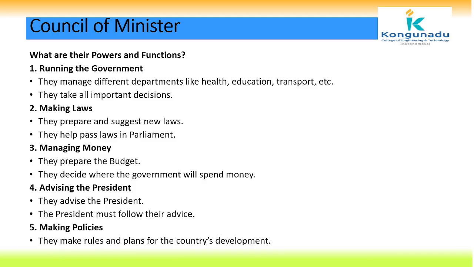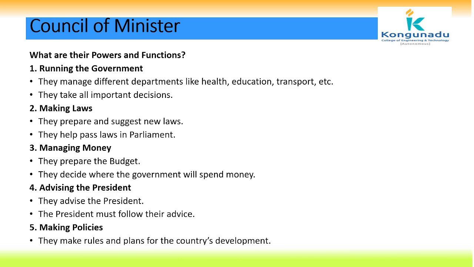We have three main levels of ministers: cabinet minister, minister of state, and deputy minister. Cabinet ministers are the most important ministers. They handle big departments like finance, defense, home, education, like that. Ministers of state assist cabinet ministers and sometimes have their own smaller departments. The deputy minister is the junior most minister, who helps in small tasks and implementations.